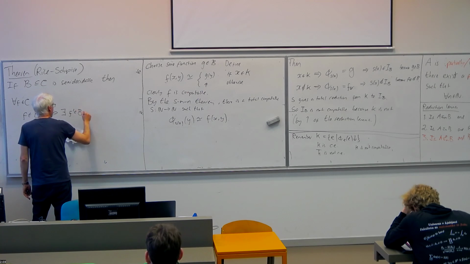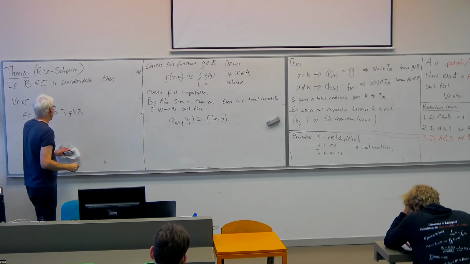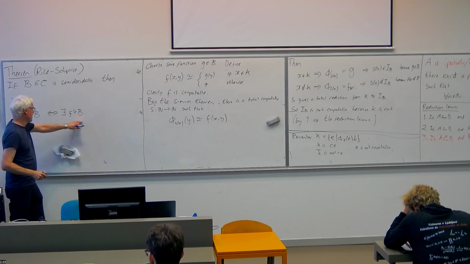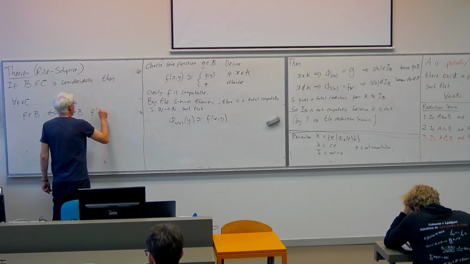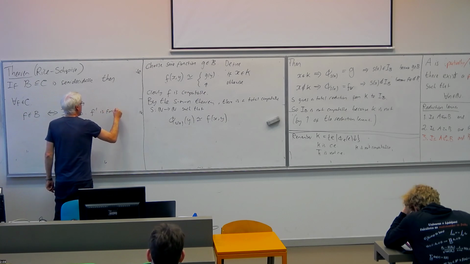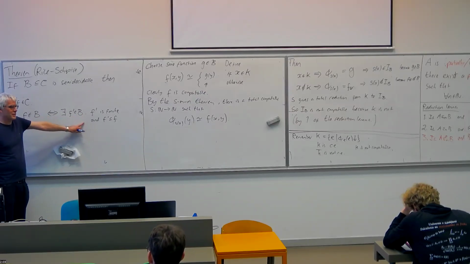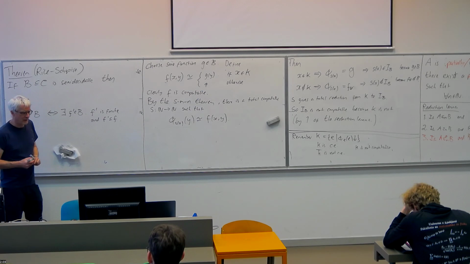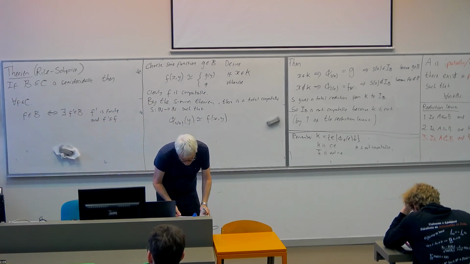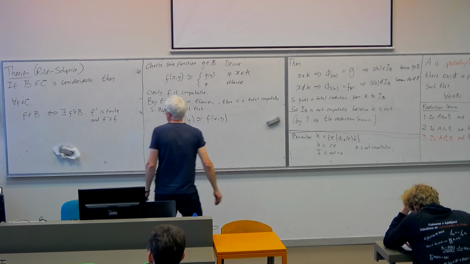Let's put it like this. It might not be exactly the same as written in the notes, but it's the same meaning. There exists some function f' in B such that f' is finite and f' is a subfunction of f. So I need to define what these two things mean, and then we'll have a look at the explanation for it. Let me just see how it's written in the notes. Okay, pretty much okay.